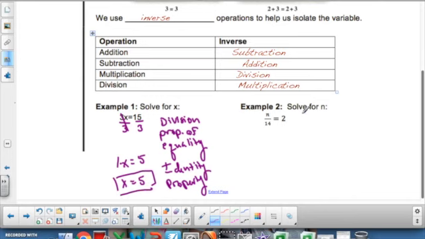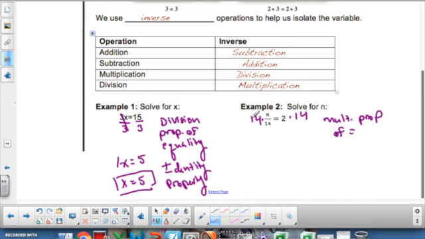All right, example 2, solve for n. I see division here. In order to undo division, I'm going to use the inverse, which is to multiply. Multiplying by 14, I'm going to multiply by 14 on both sides. That's the multiplication property of equality.